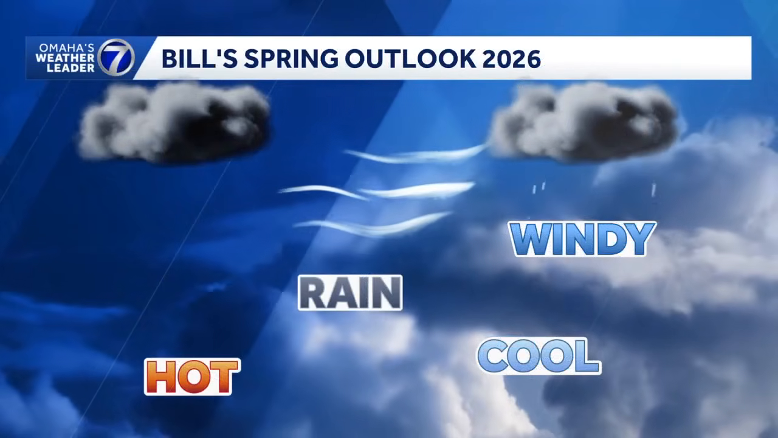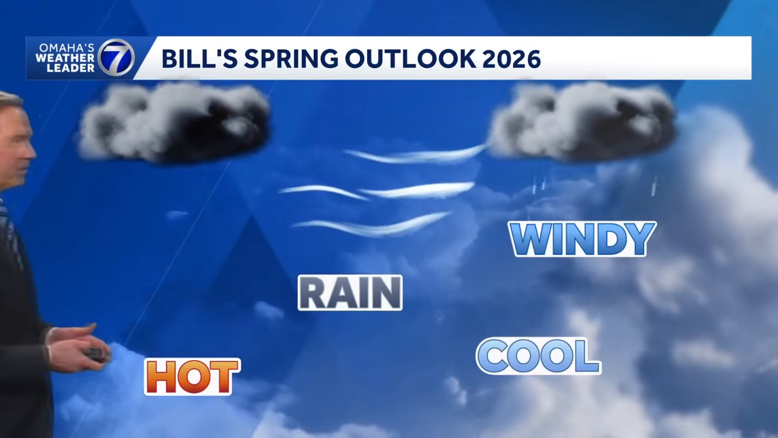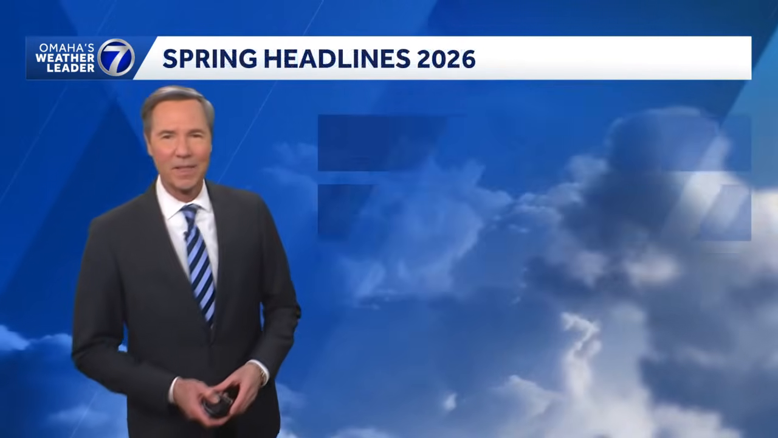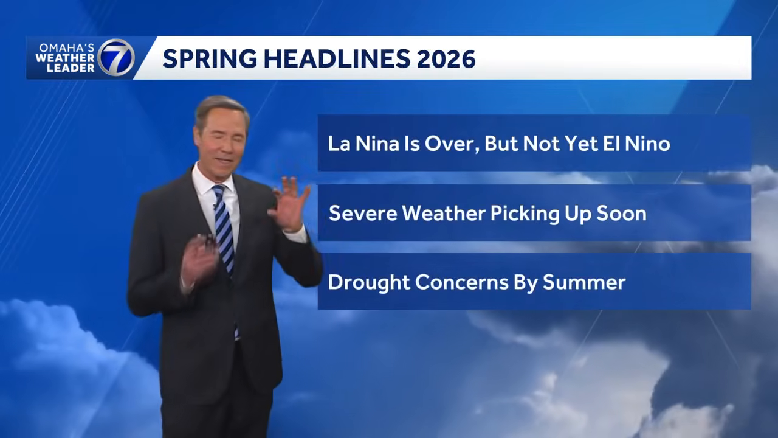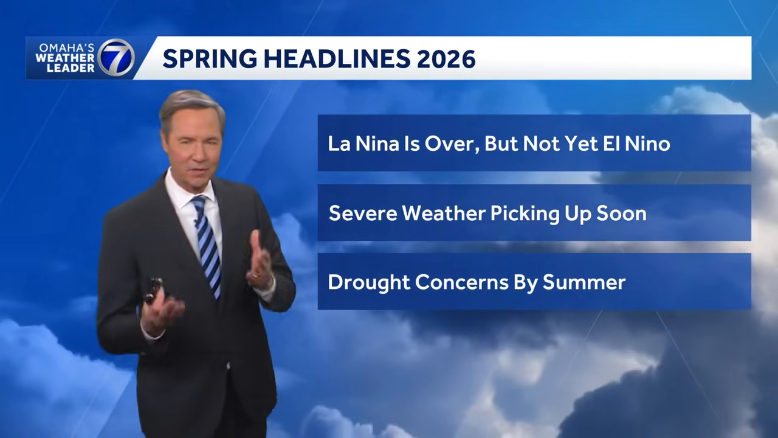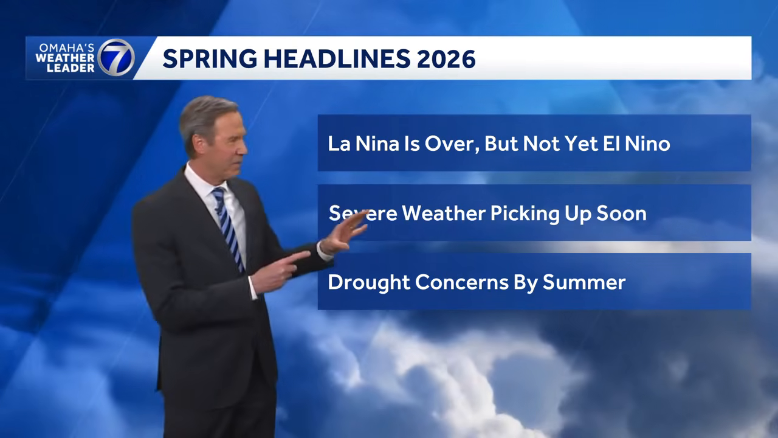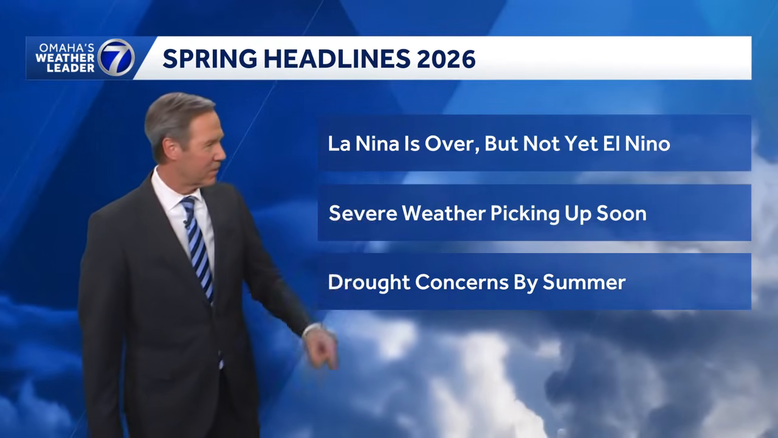Well, it has been kind of a wimpy winter, and we've already seen record warmth so far this early spring and just sort of getting going on the spring season here. Some of the headlines I think we're going to be dealing with while La Nina is done. It's not quite yet El Nino, so sort of a neutral pattern at the moment in the Pacific Ocean. I do expect severe weather picking up dramatically, quickly, and I think we'll also have drought concerns by this summer.